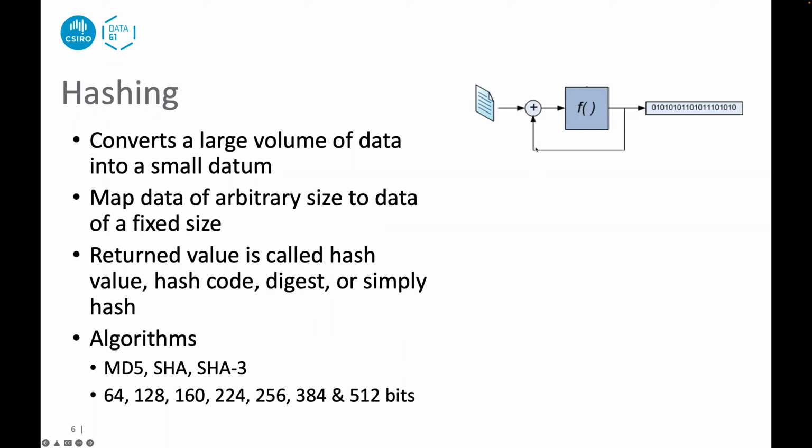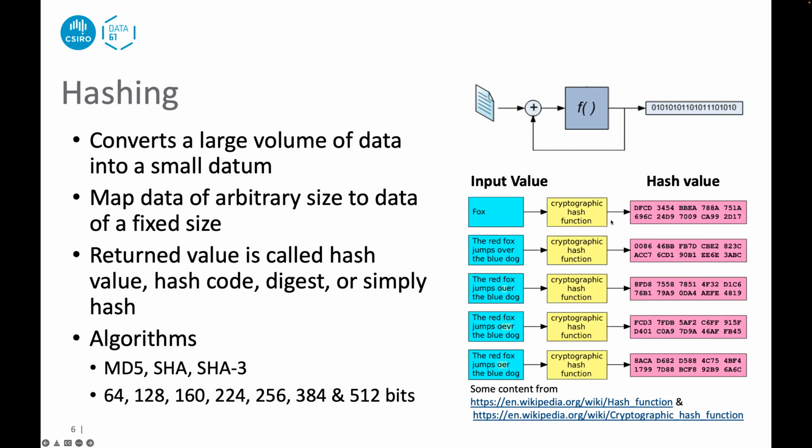So if you have a larger file, you go through this loop, and then somehow produce this output, which is fairly small. This acts as the signature of this file. So this return value from this function is called the hash or the hash value, hash digest, or just hash code and things like that.